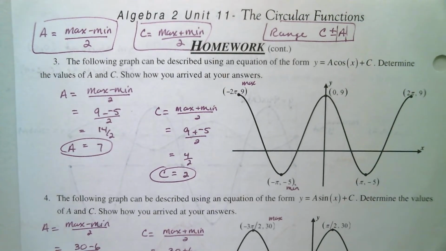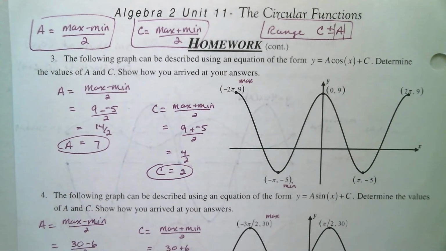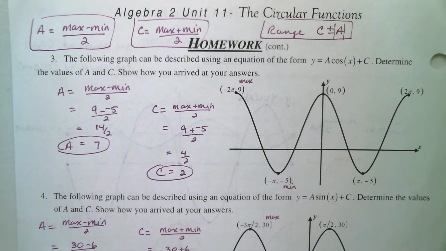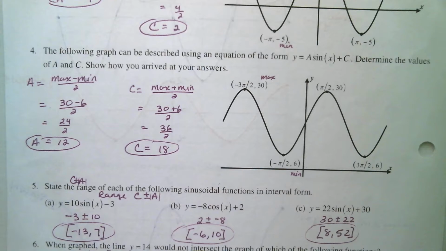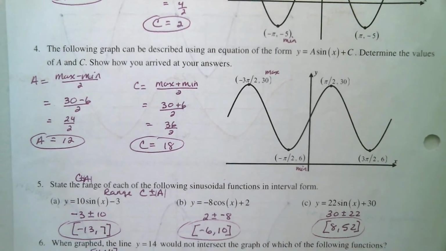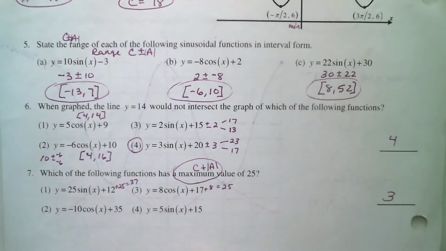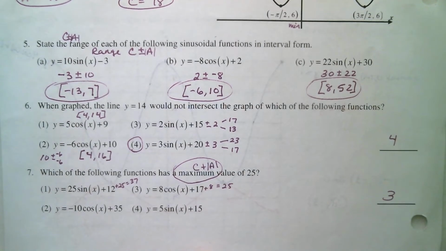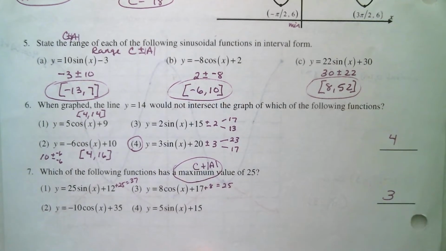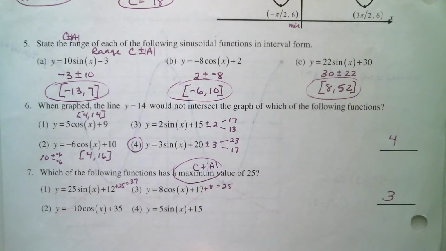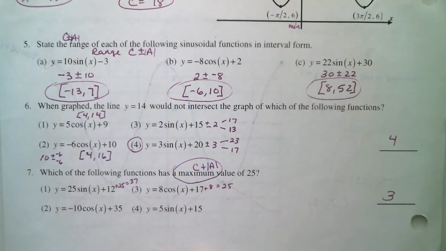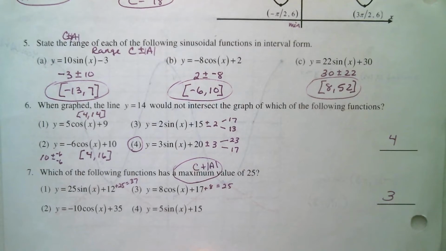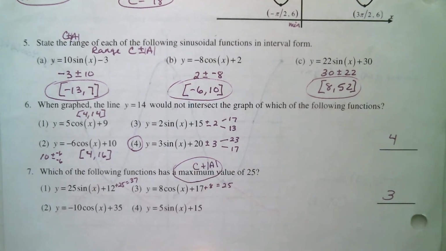Number 3, a equals 7 and c equals 2. Number 4, a equals 12, c equals 18. 5, the range is negative 13, comma 7. 6, negative 6, comma 10. I'm sorry, that was 5b. 5c, 8, comma 52. And then multiple choice, number 6 is 4, number 7 is 3.